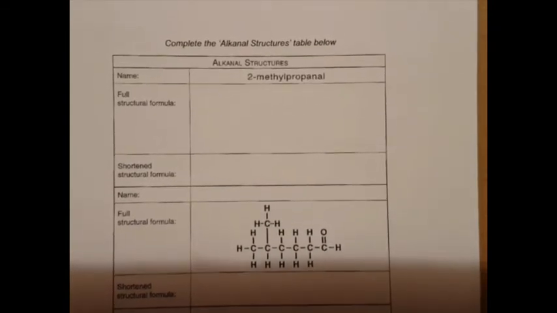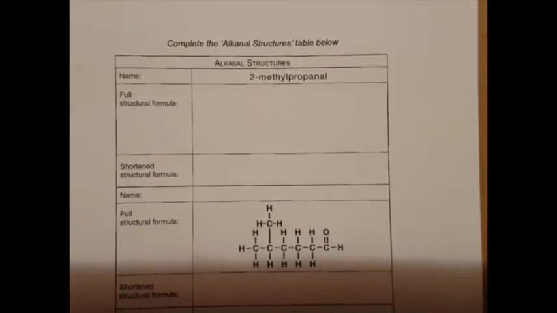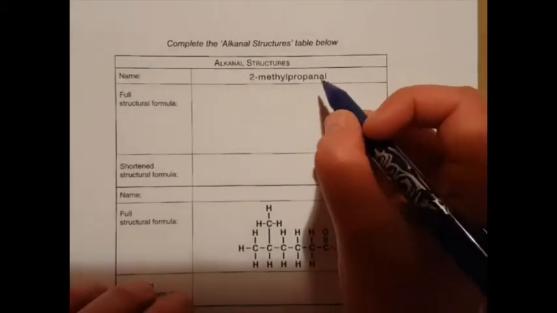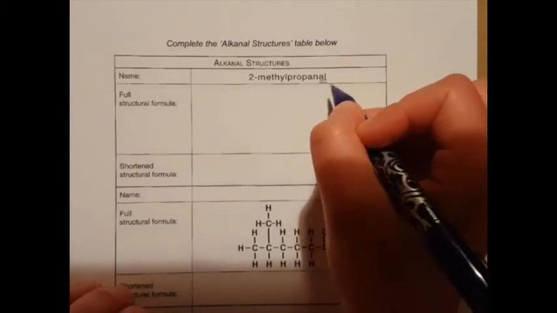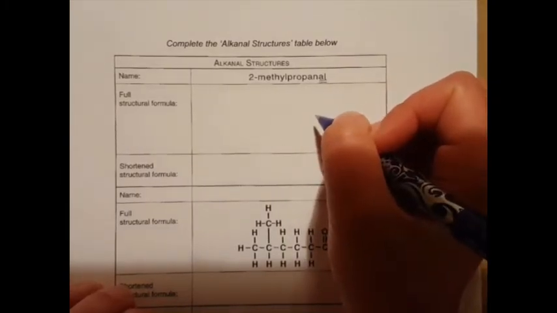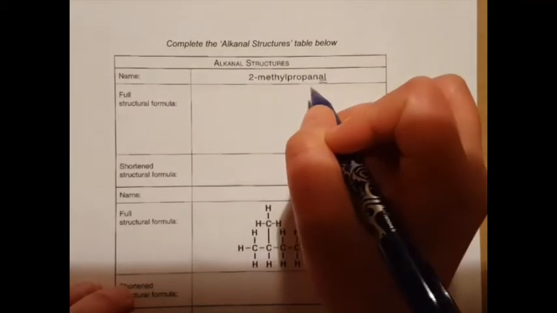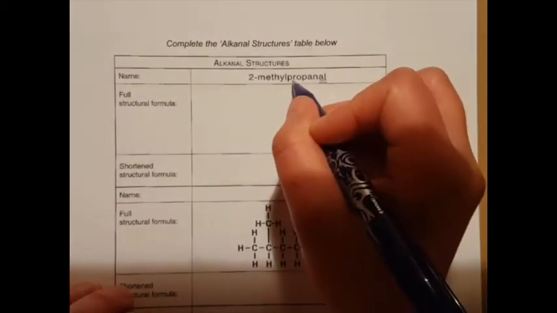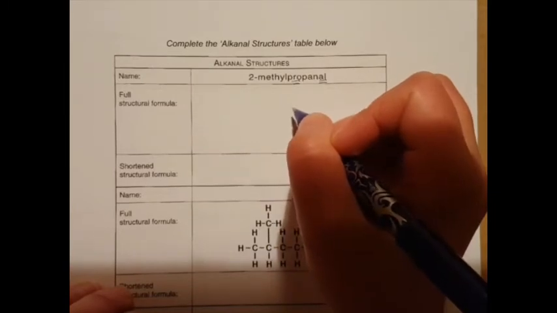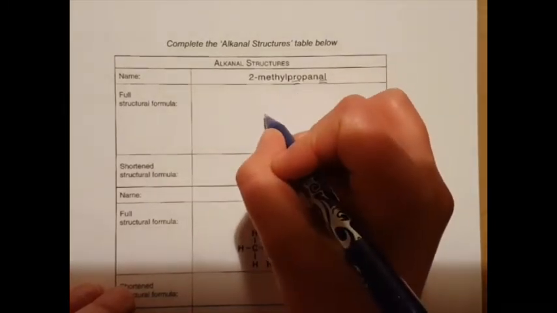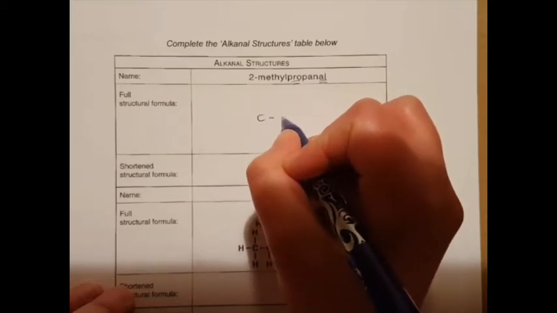So we've got 2-methylpropanal, and we've got to draw the full structural formula. So remember, we don't need to specify the position of the carbonyl group, because if it ends in al, we know the carbonyl group's at the end of the chain. So what do these other parts of the name tell us? First of all, what does prop tell us? Hopefully you're saying that there are 3 carbons in the main chain, which you would be correct about.